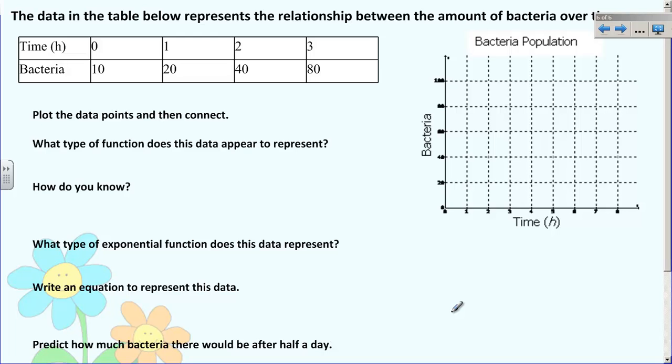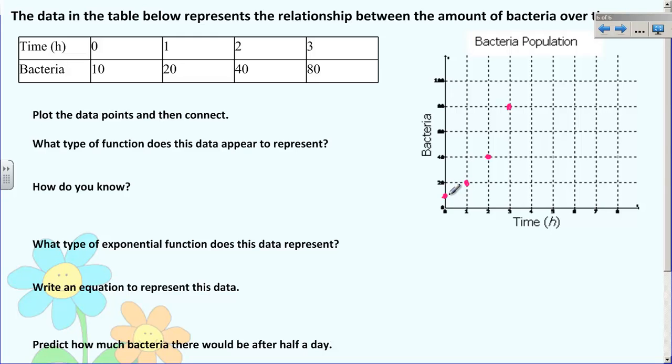So let's look at one more. Okay, I have the data that represents the relationship between the amount of bacteria over time. So I have how long I've been looking at it and how much bacteria is there. And we talked about bacteria the other day and how they multiply and they just double and double, and that it's exponential. So you should already know. We're talking about bacteria, it's probably going to be exponential. But we're going to plot the points and then connect them. So I have 0 and 10, 1 and 20, 2 and 40, and then 3 and 80.